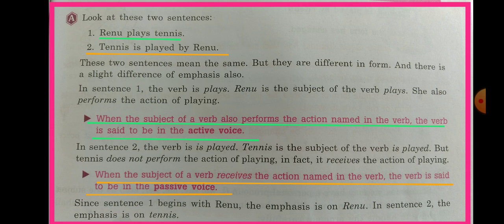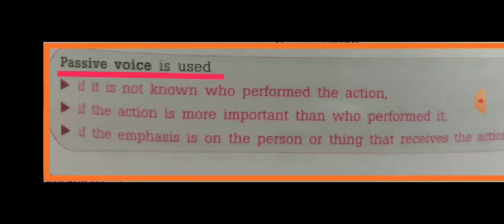Like tennis is played by Renu, here tennis is receiving the action. So here the word played is receiving the action, so it is passive voice. In the first sentence the emphasis is on Renu, and in the second sentence the emphasis is on tennis, which was the object before. So the first sentence is active voice and the second sentence is passive voice.